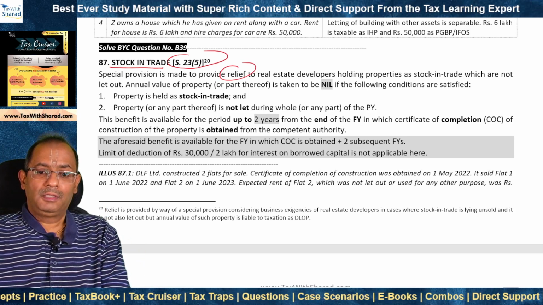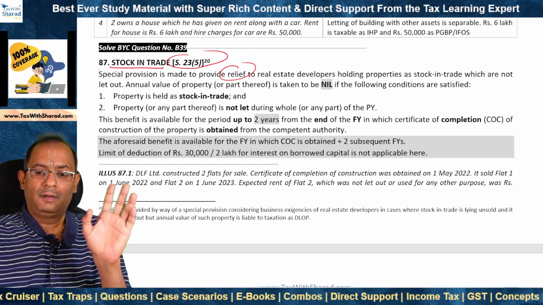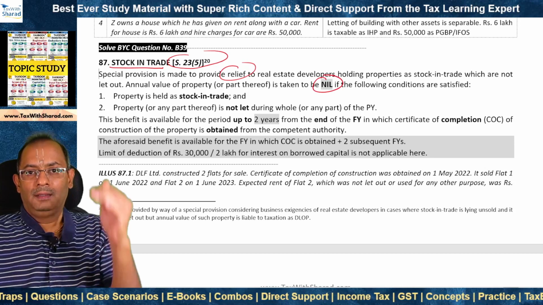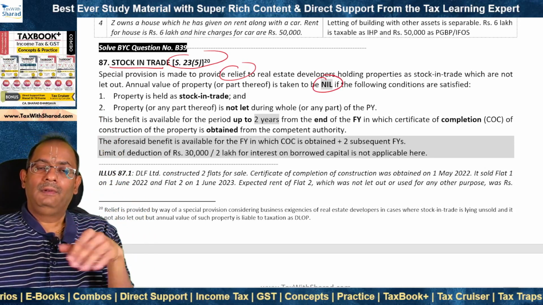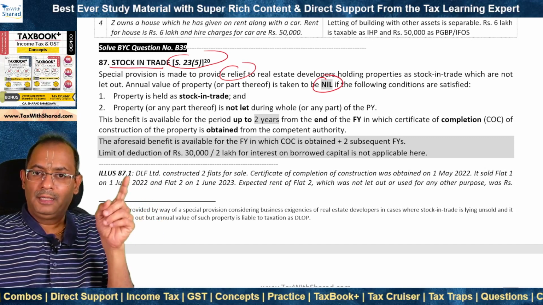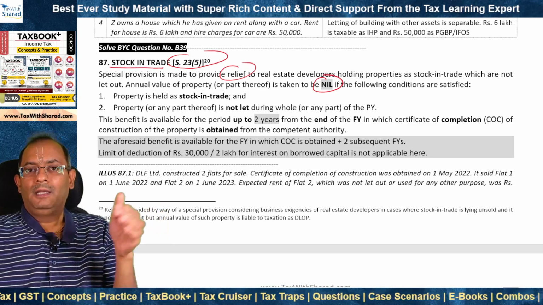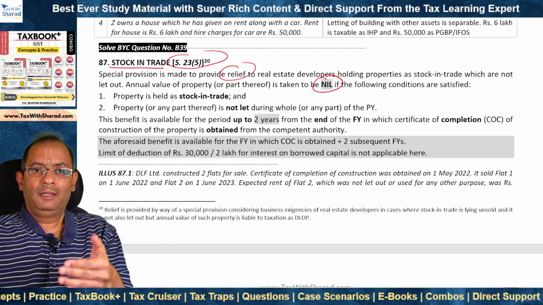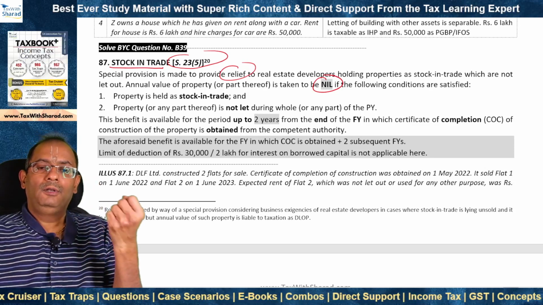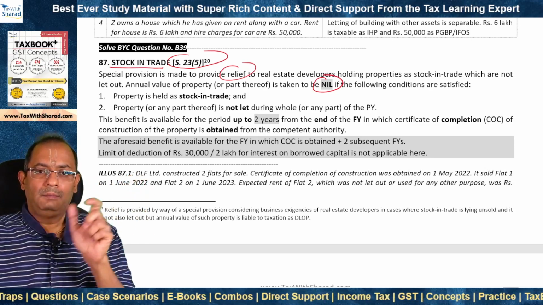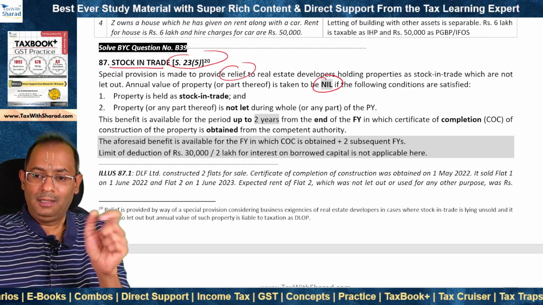In such cases, what is the relief? The annual value of such property, that means stock in trade, is taken to be nil. That means annual value becomes nil. Now, either there will be no income from house property because annual value, the NAV, is nil, or they will be allowed deduction of interest on borrowed capital if there is any. In such case, there will be a loss, right? So they will effectively not be charged any positive amount in respect of income under this head on account of stock in trade. So this is the relief.